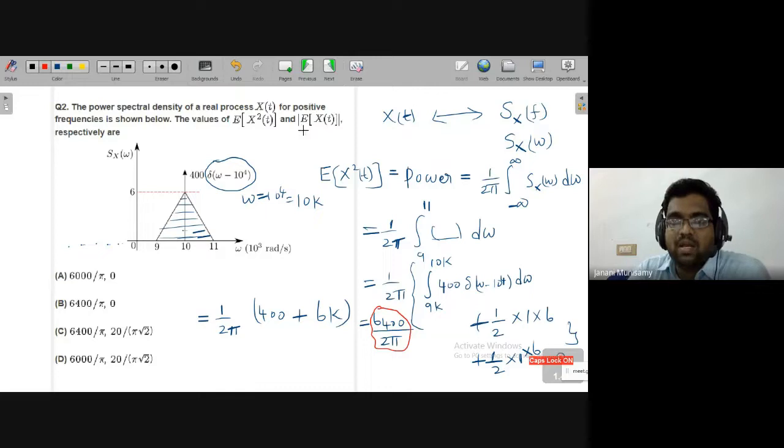The next, what they are asking, E of x of t. E means what? Average value. E means average value. E of x of t.